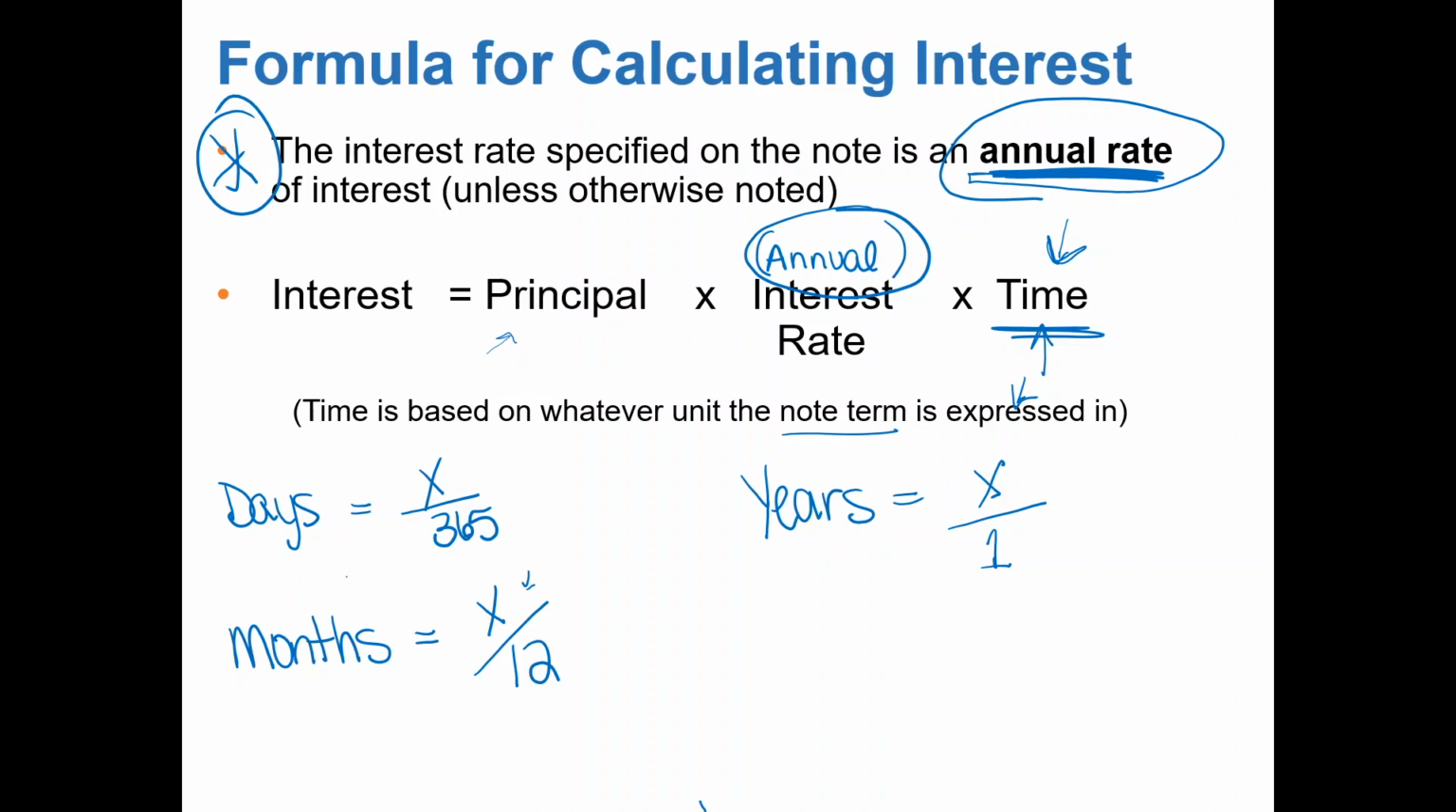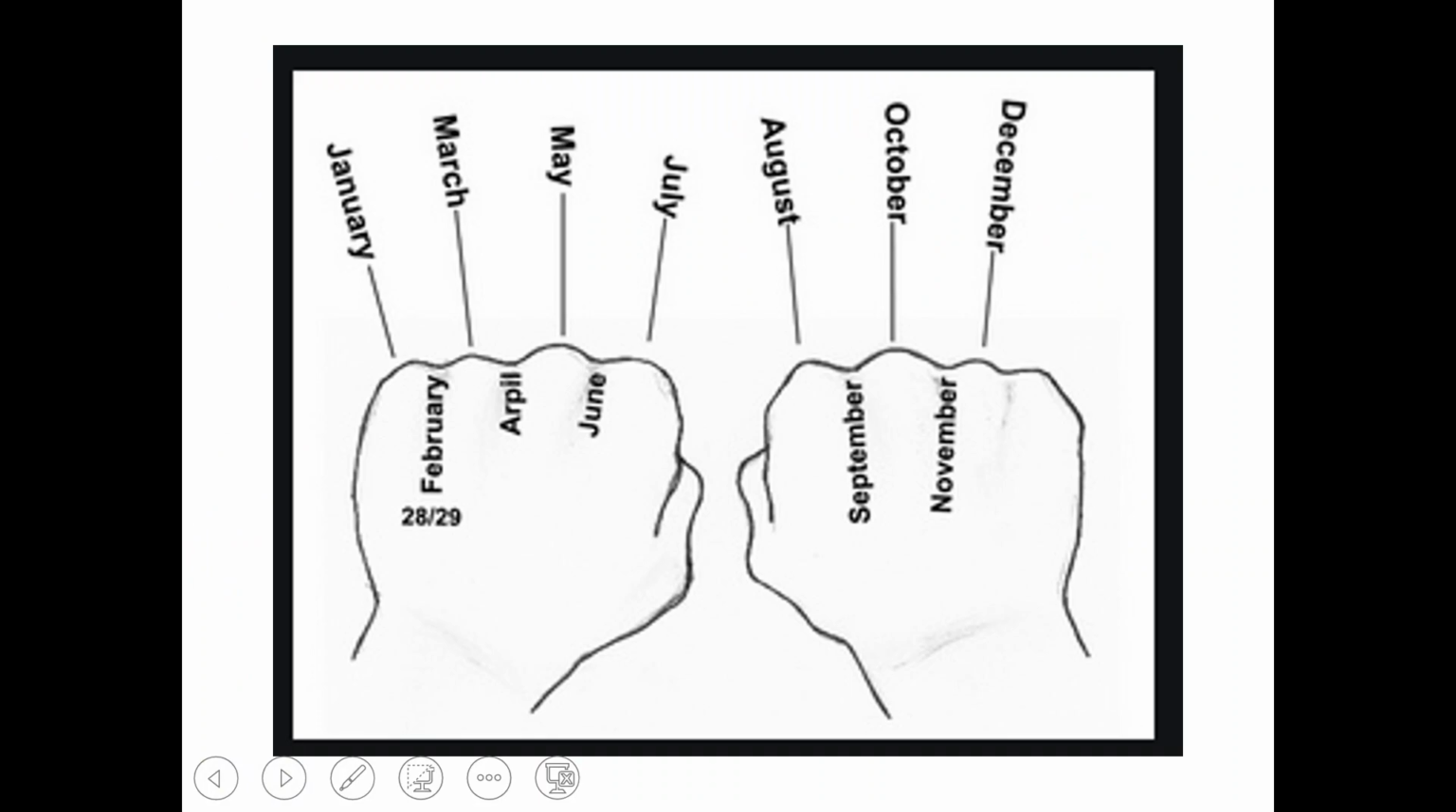Okay, so when it comes to looking at a note that is expressed in days, you have to be really careful and figure out how many days the amount is outstanding, and then you also need to know how many days are in each month. So that's what this funny little knuckle picture is all about.